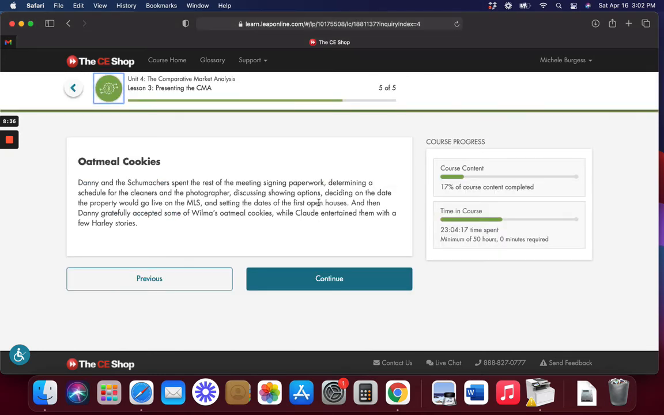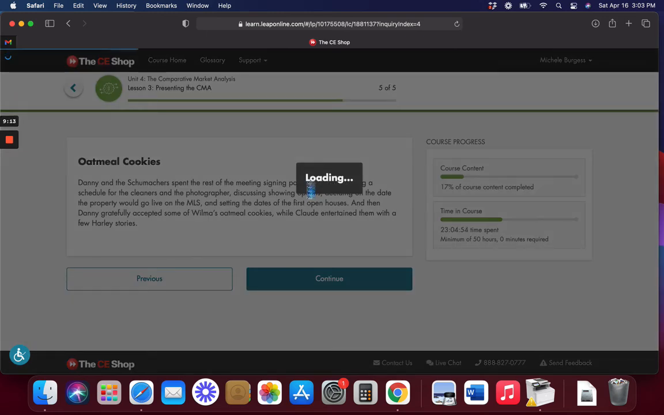All right, oatmeal cookies. Are we still in the same thing here? Okay. Danny and Shoemaker spend the rest of the meeting signing paperwork. They determine a schedule for the cleaners, the photographer, showing options. You could buy somebody to stage the house if you wanted to. Deciding on the date the property will go live. Setting the dates of these are all exciting things, by the way. Setting the dates of the first open house. And he accepted some of Wilma's oatmeal cookies and entertained them with a few hearty stories. Okay, none of that is going to be on your test, by the way. The only thing that's going to be on your test is the CMA. It has nothing to do with oatmeal cookies.